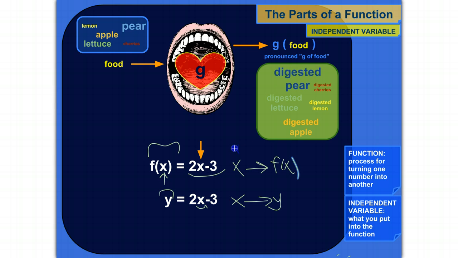So this is kind of my starting place, if you will. I do the function, I do the process, and this is where I end up. So where I end up depends on where I started, but where I started doesn't depend on where I end up. So this is the independent variable. Another word for it is the input variable. So all these would be the independent variable. These would be the dependent variables because they depend on what you put in.